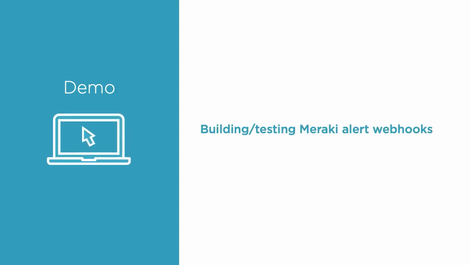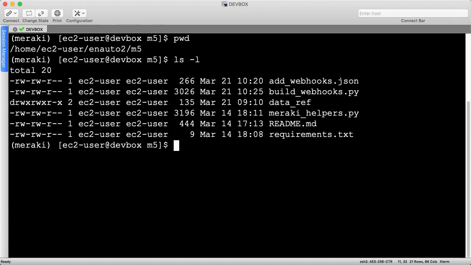Unlike location data, we do have a mechanism to configure and test Meraki alert webhooks via the API. Let's dive into that next. We've spent most of our time in this module looking at web pages and various graphical interfaces, and I'm sure you're ready for some Python. Let's begin by exploring the build webhooks.py script.